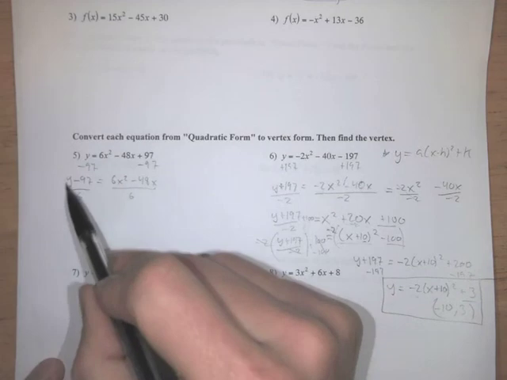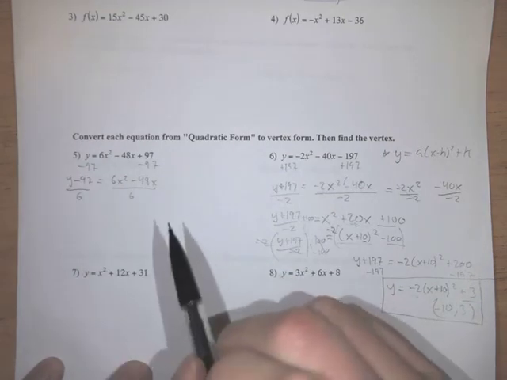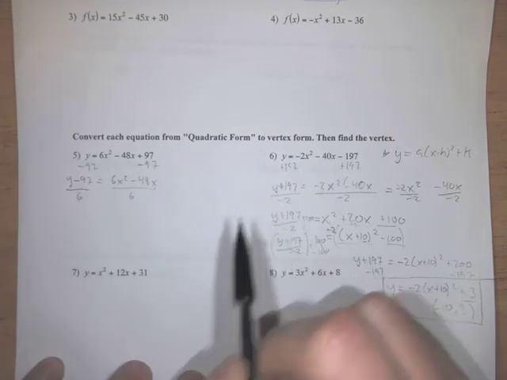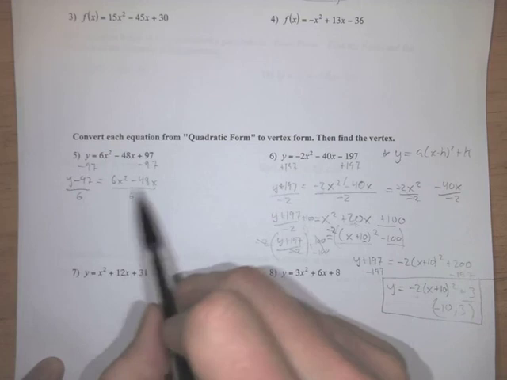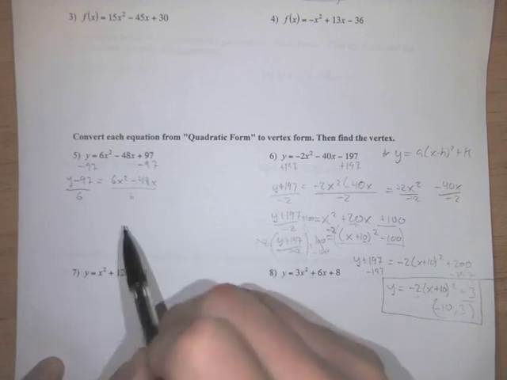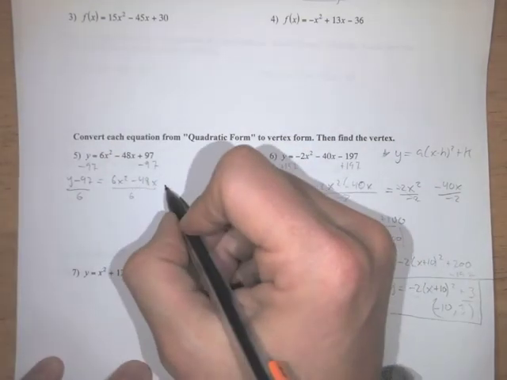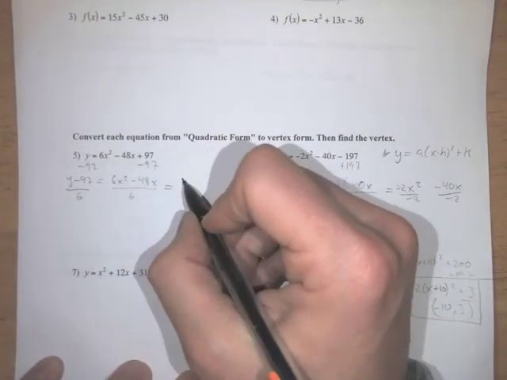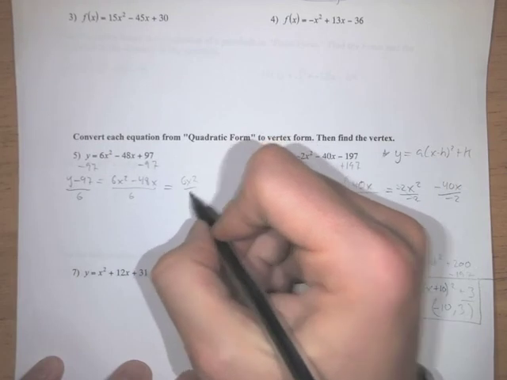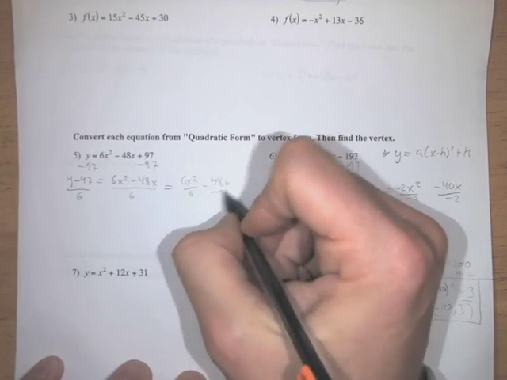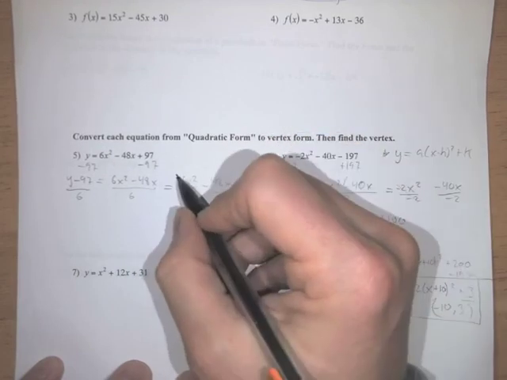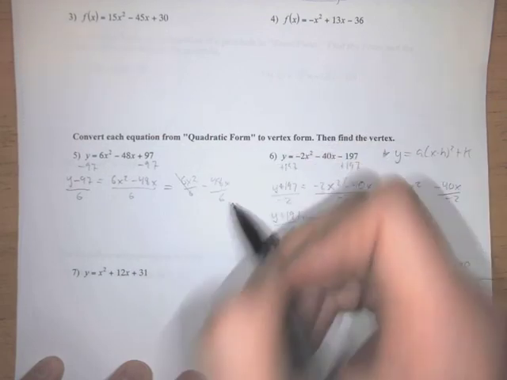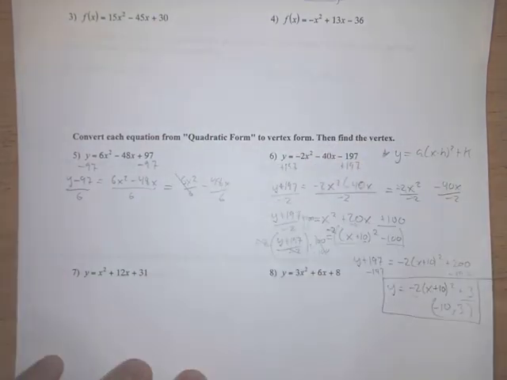Now, this side we don't care about simplifying because we're going to move everything back over to the right anyway. On this side, we have to divide both of these pieces by 6. So this right-hand side equation ends up being 6x squared over 6 minus 48x over 6. So the 6's are going to cancel here, and then I have 48 over 6, which gives me negative 8, because 6 times 8 is 48.